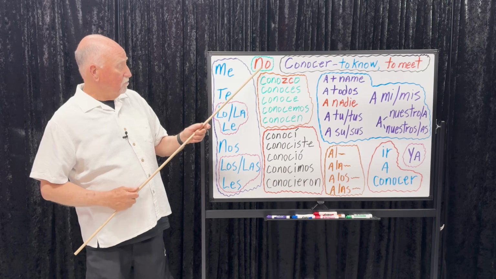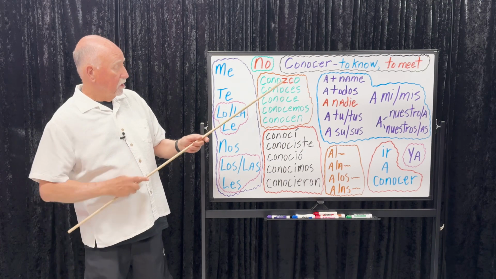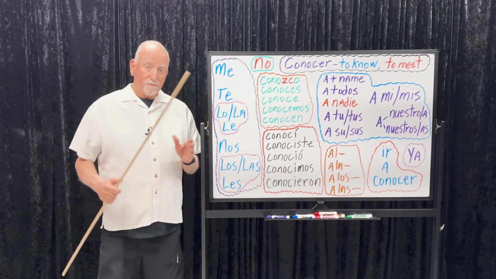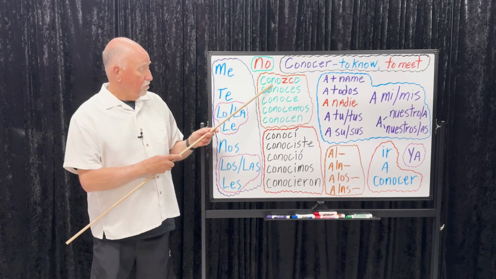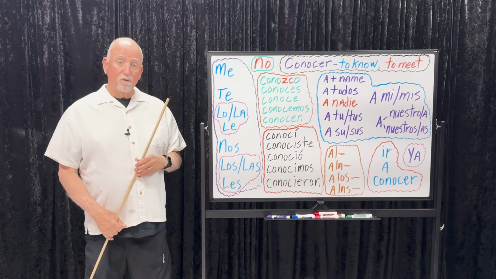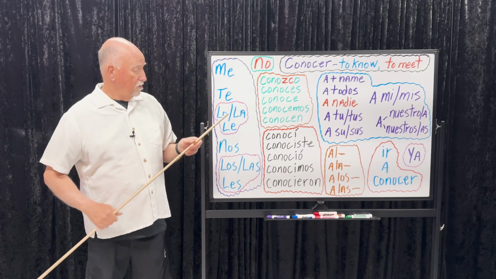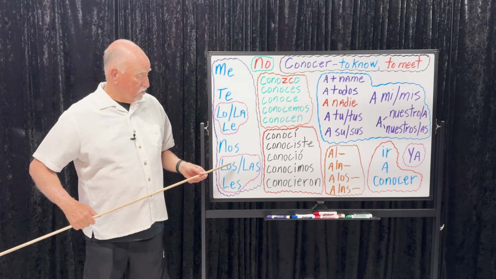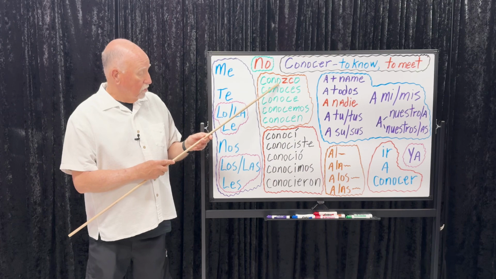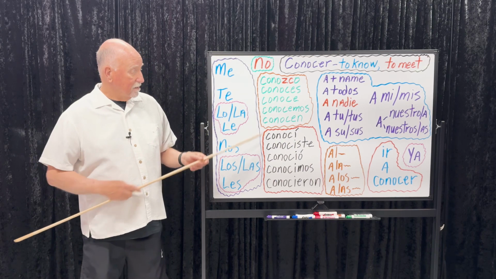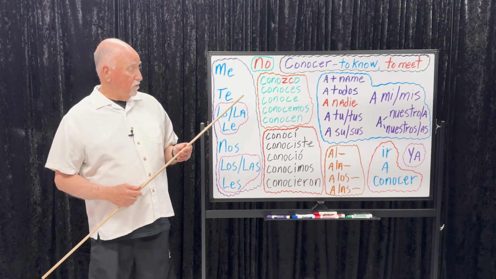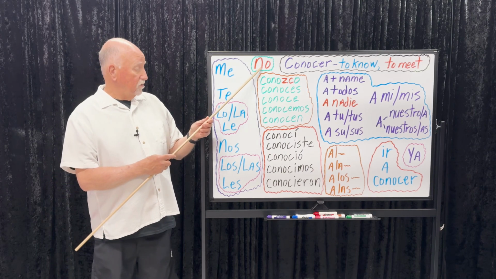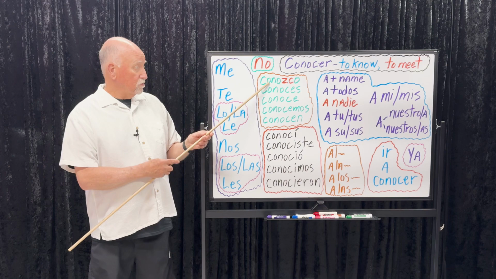I do not know him would be no lo conozco. I do not know her, no la conozco. I don't know them, no, if it's a mixed group, los conozco. Or no las conozco if it's all girls. However, I could say I don't know him or I don't know her. I could just say no le conozco.